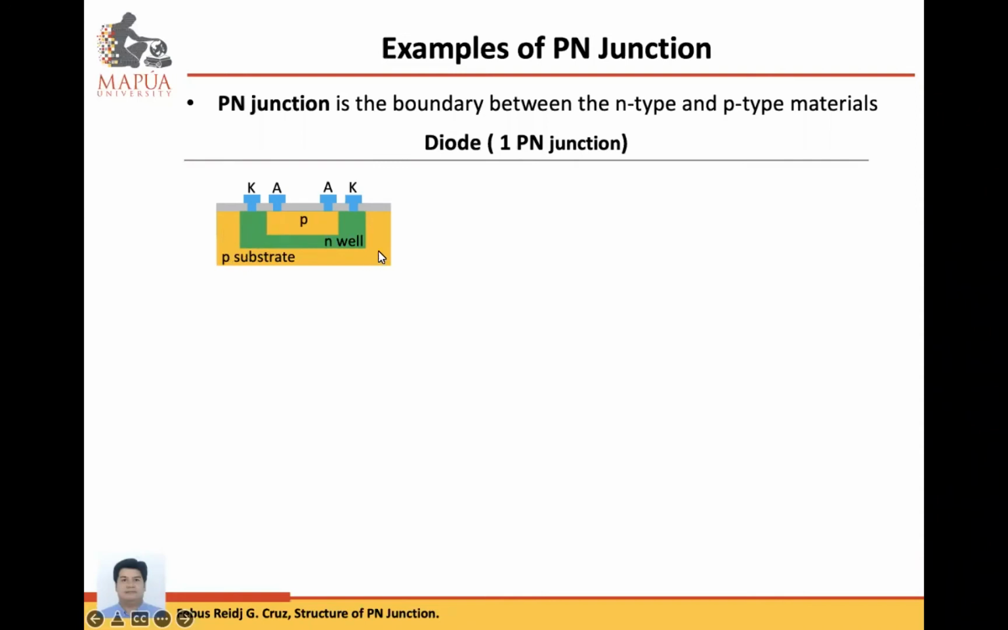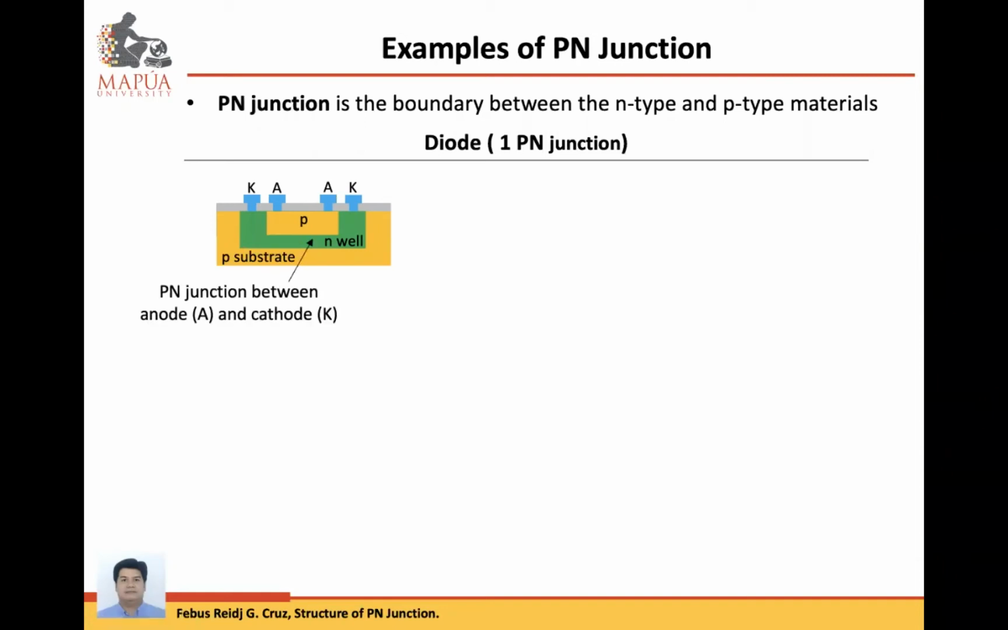You have a P substrate, and this is actually the silicon wafer. Inside the silicon wafer, we fabricate a large N-type layer referred to as a well. So you have a large N-type area, and we call it a well. And inside the well, we will fabricate the P-type. So the contact cuts connecting to the N well will serve as the cathode terminal, while the contact cuts connecting to the internal P-type will serve as the anode terminal.